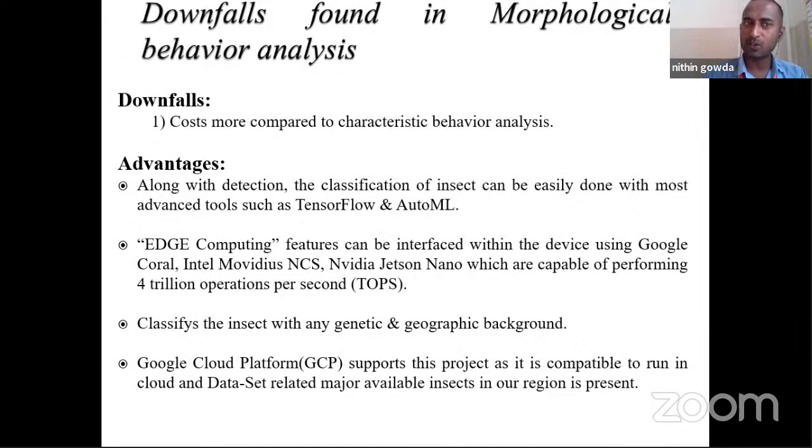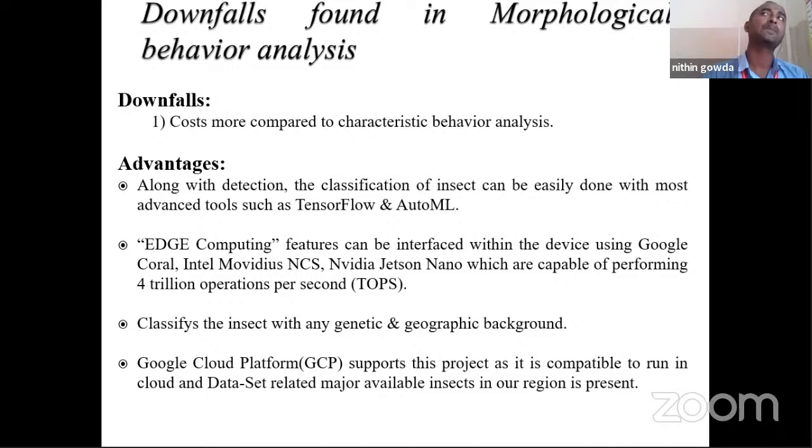That's the only drawback with respect to this morphological feature. What are the advantages? If you are doing this kind of detection, you can make use of cloud platforms with AutoML, and very advanced tools such as TensorFlow. You can use various edge computing devices such as NVIDIA Jetson and Google Coral Accelerator. With such advanced technologies, the classification result is almost accurate, almost 90% accurate compared to the morphological features.